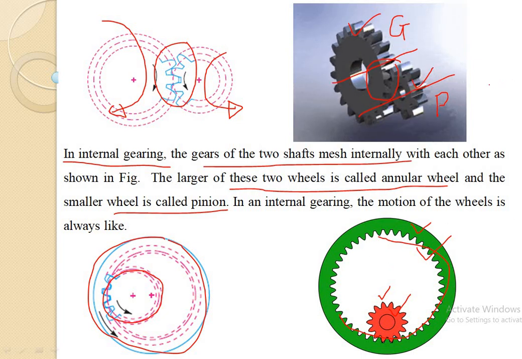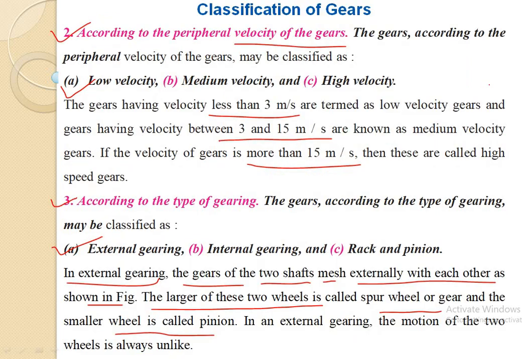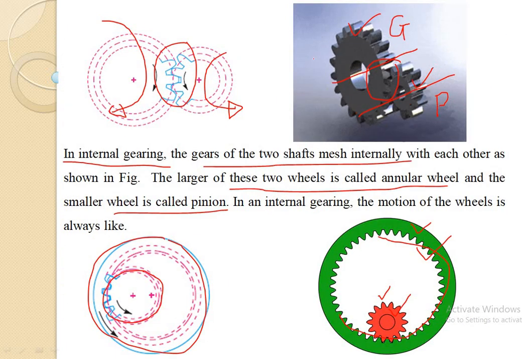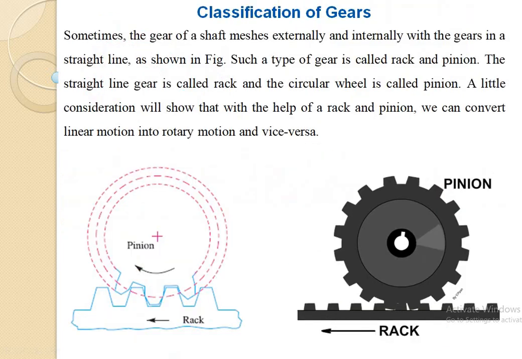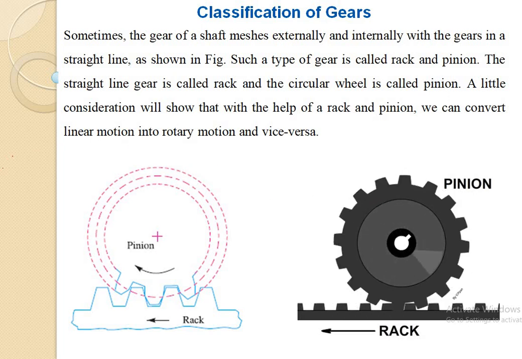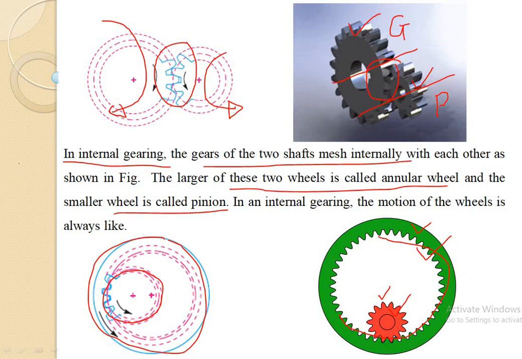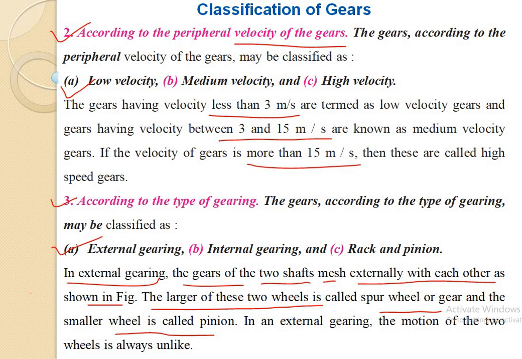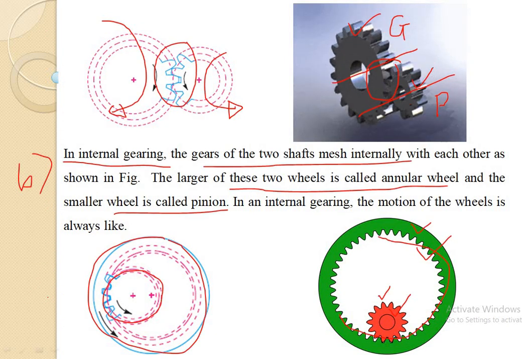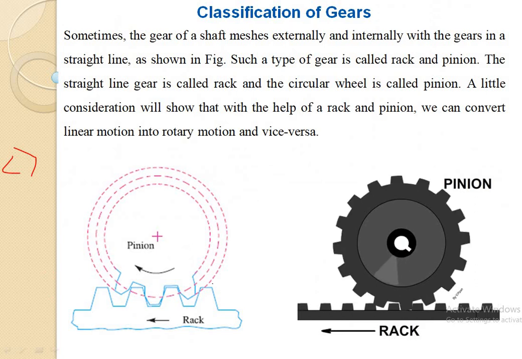And depending upon the engagement of gearing, we are classifying according to the type of gearing. In this case external meshing, in this case internal meshing, and the third type is the rack and pinion. This is the third type, rack and pinion. This is the second type, internal gearing, and this is the first type, external gearing. External gearing, internal gearing, and rack and pinion.